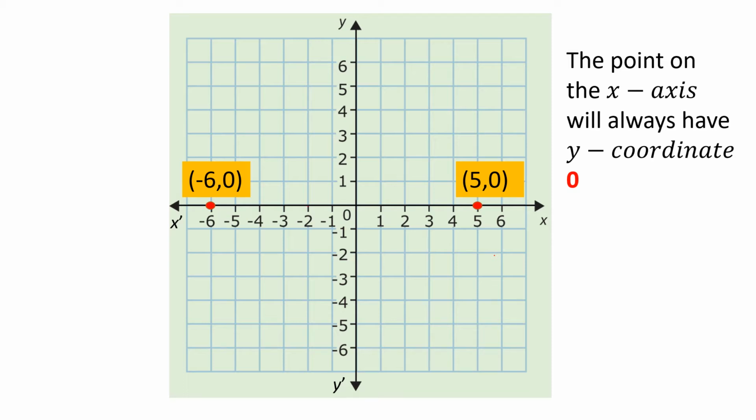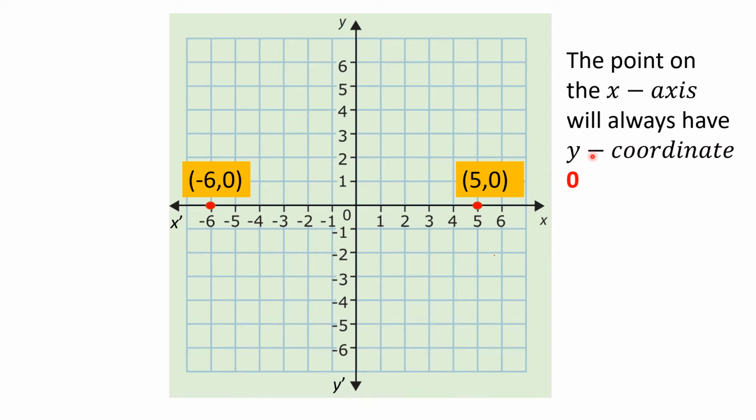Suppose this point, what are the coordinates of this point? Is it on the x-axis? Yes, -2 is on the x-axis, right? So what is the coordinate? -2, and what is the y-coordinate? 0. Why? Because it is on the x-axis. So whenever a point is on the x-axis, the y-coordinate is 0. Remember that the point on the x-axis will always have y-coordinate 0.